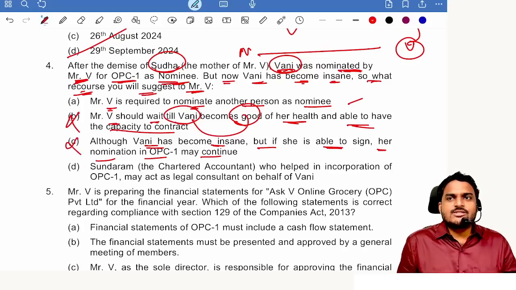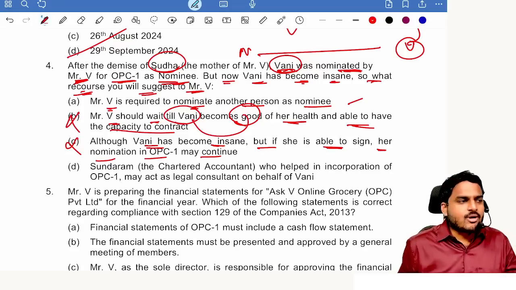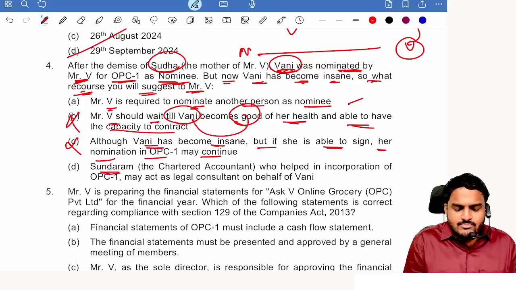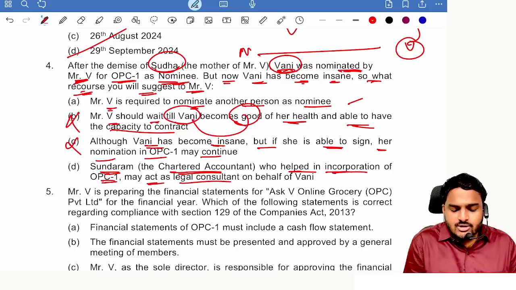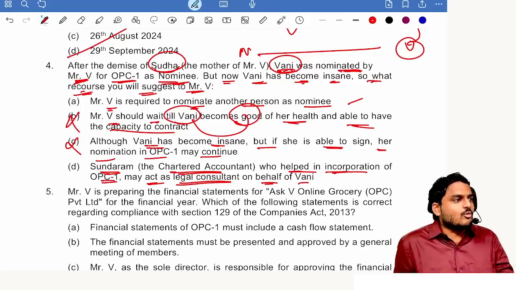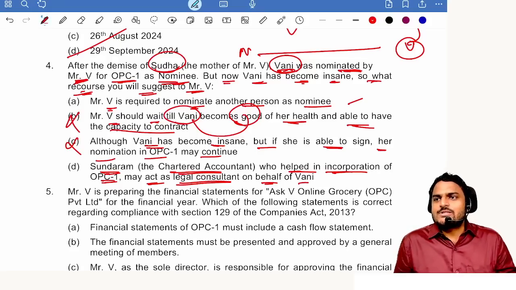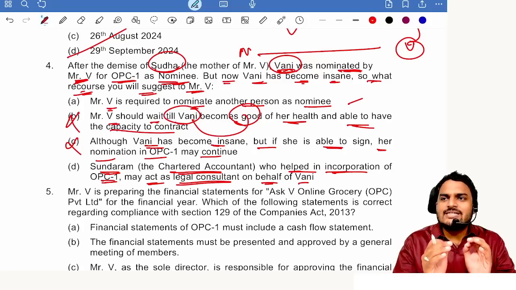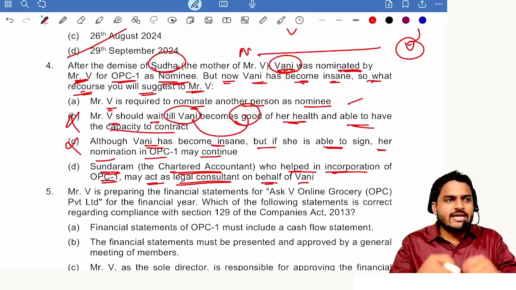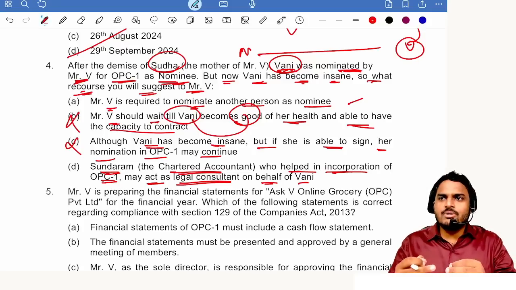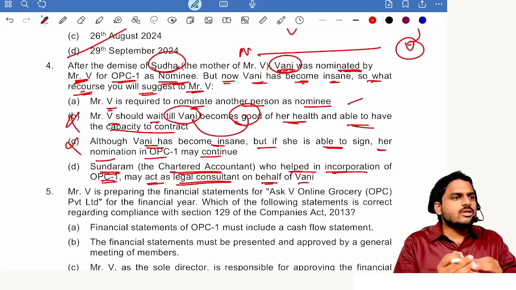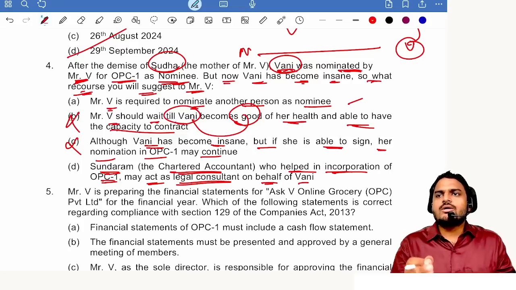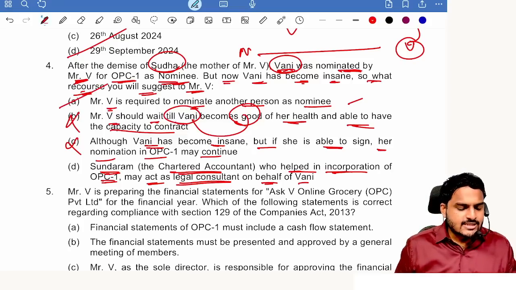Definitely. Insane members, if you show a lollipop and ask, come on, give me your property, definitely they will give you property. Sundaram, chartered accountant who helped in incorporation of OPC 1, may act as a legal consultant on behalf of Vani. Oh my God, how is he getting these kind of options? Nominee becomes insane now. If there is any vacancy, at the discretionary powers of member, he can nominate any person as a nominee. Need not be a family member. But nominee should be minor or should not be a minor? Should not be a minor. Option A is the correct option.